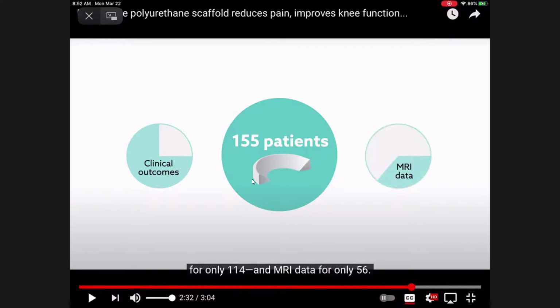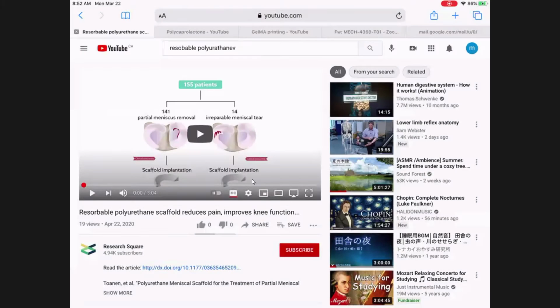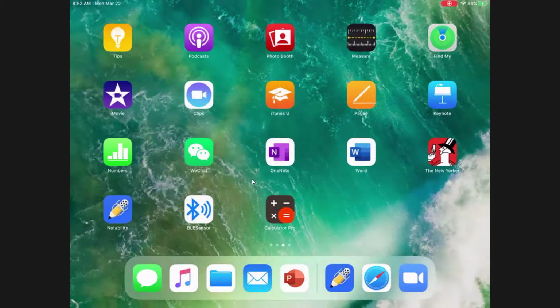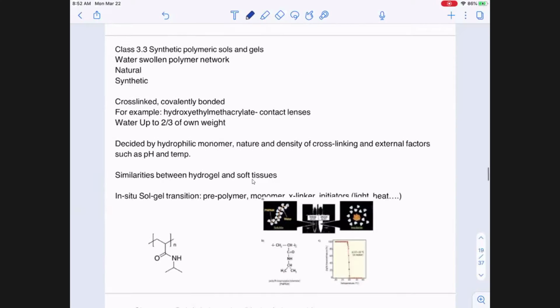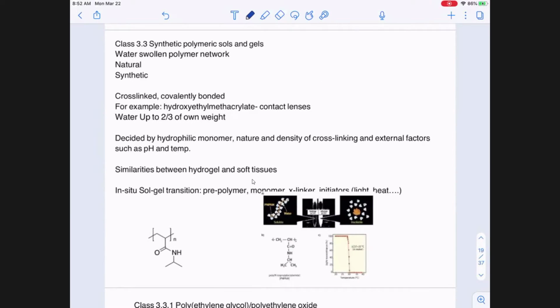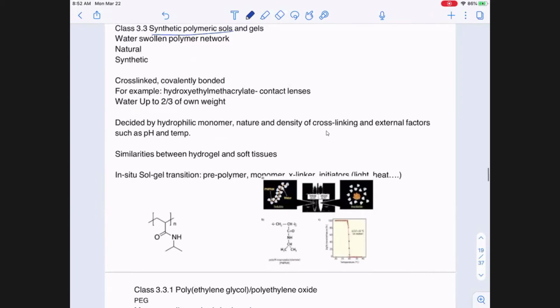So this one shows you one kind of polyurethane. You can go from soft, like skin, to tough tissue, like cartilage or meniscus. And that is useful. Some other materials I will introduce are in the category of synthetic polymers, hydrogel.